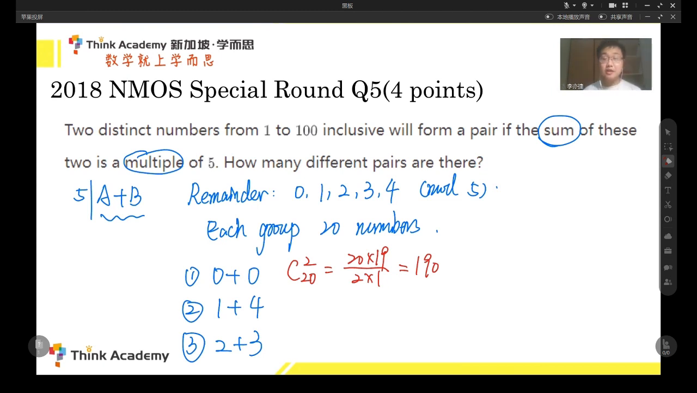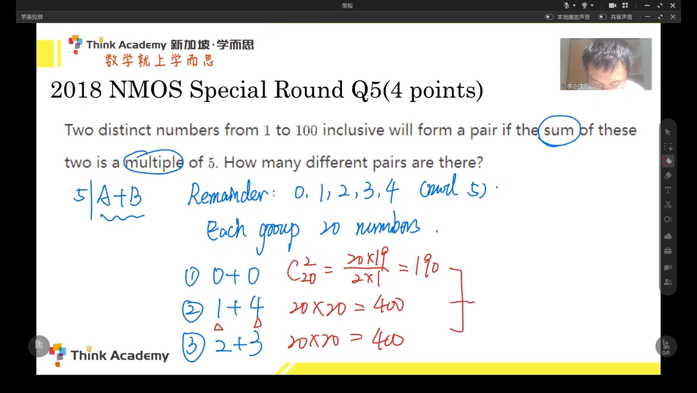And the second and third case is more easy. As we are choosing 2 numbers from 2 different groups, we can just simply times them together, right? So, in the remainder 1 group, we have 20 numbers. 4 group also 20 numbers. So together we have 400 different choices. The same is for 2 plus 3, which is also 400 choices. Then, in the end, we added them together, so total will be 990 choices.